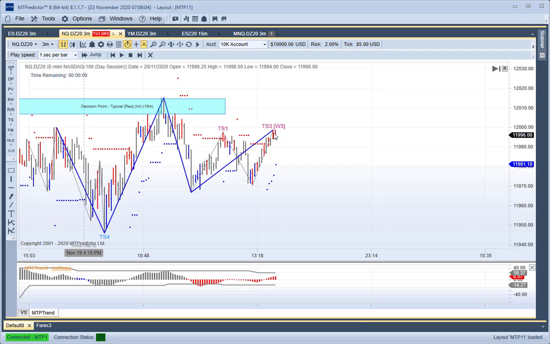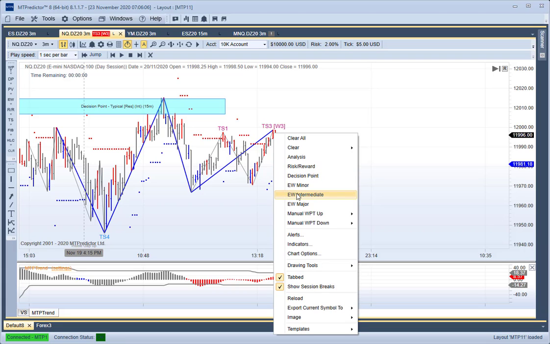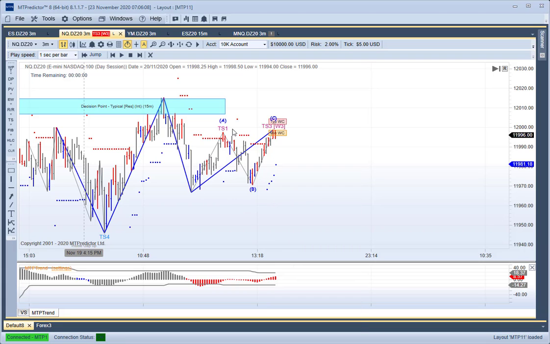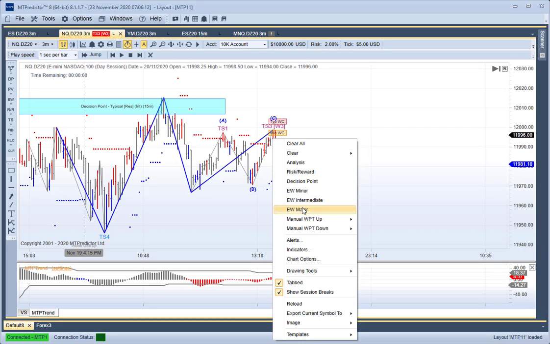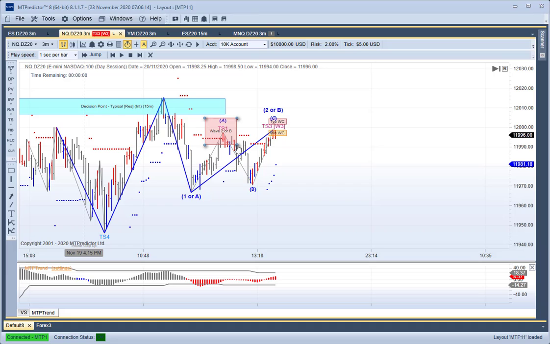It's a little bit clearer if I put the intermediate count on. You can see there it is A, B, C, and we're looking for that to come into the major one, which is here. It says wave 2 or B, but because we're starting off this major high, this is deemed to be a wave 2. So this is what we're looking for. We're looking for A, B, C into a wave 2 correction.